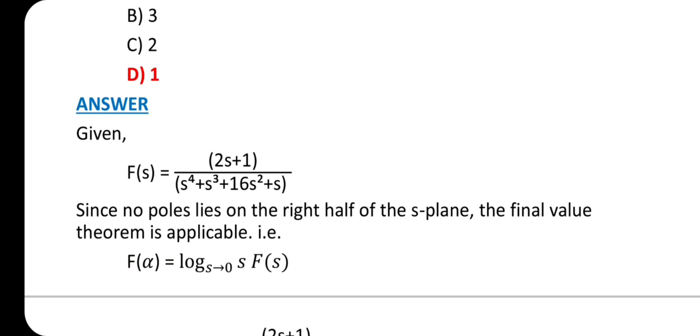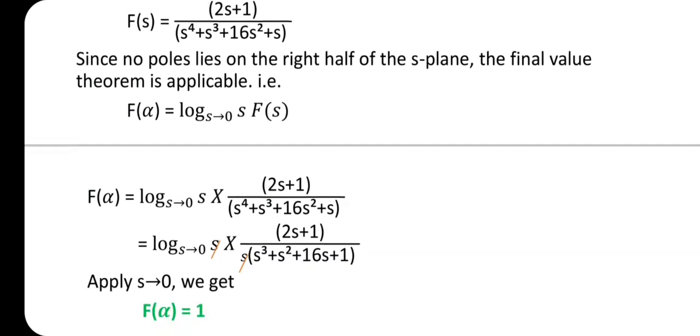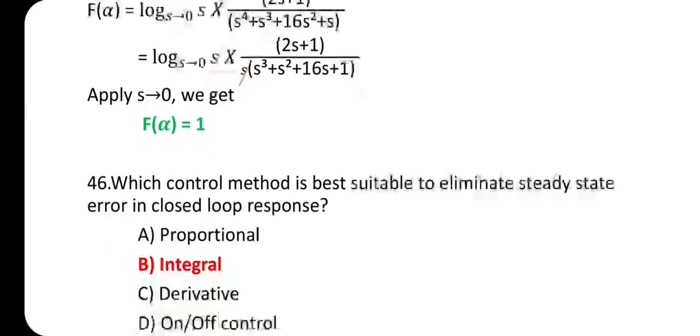Here, F of s equal to 2s plus 1 divided by s raised to 4 plus s cube plus 16s square plus s. Since no poles lie on the right half of the S-plane, the final value theorem is applicable. f of infinity equal to limit s tends to 0 of s F of s. Substitute the value of F of s, that is f of infinity equal to limit s tends to 0 of s into 2s plus 1 divided by s raised to 4 plus s cube plus 16s square plus s. Taking s common from the denominator and cancelling both, then after applying s tends to 0, we get f of infinity equal to 1.